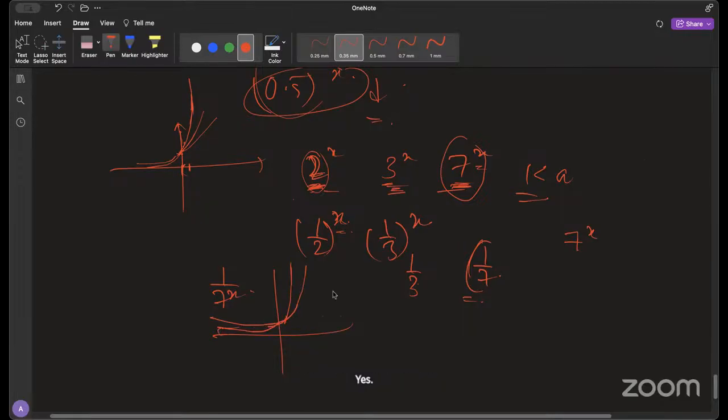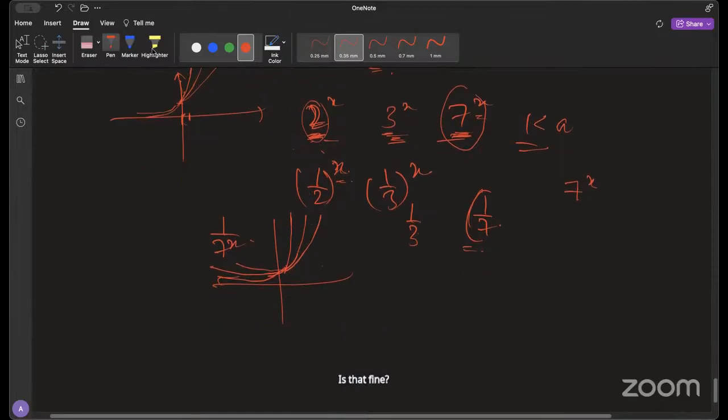Yes, ma'am. Then if you take this one, it will be even lesser. This, and then it will go up. Is that fine? Ma'am, please explain the 1 by 7 raised to the power x again.